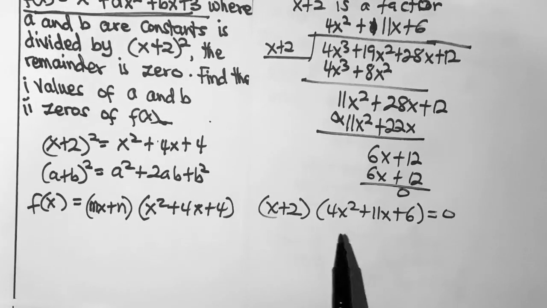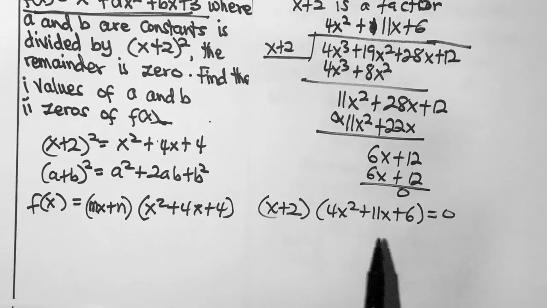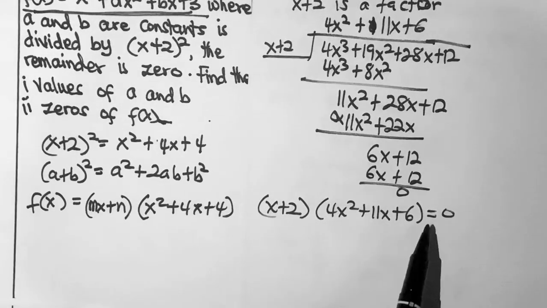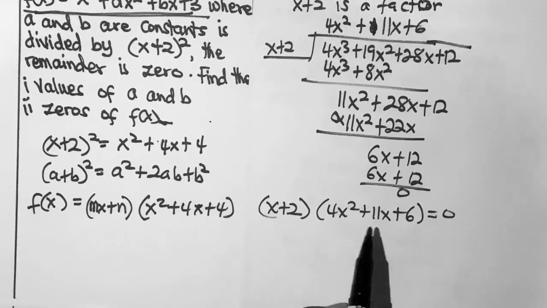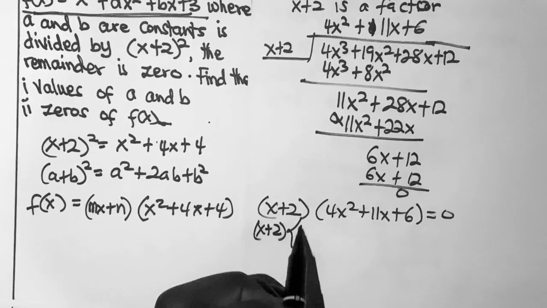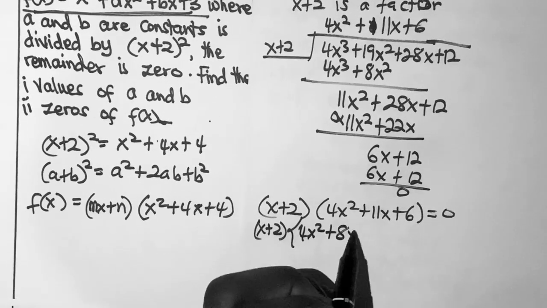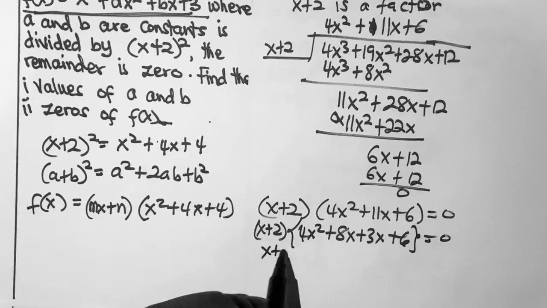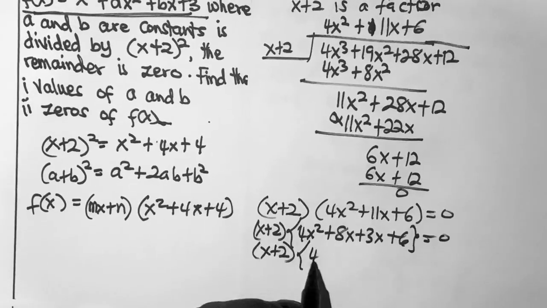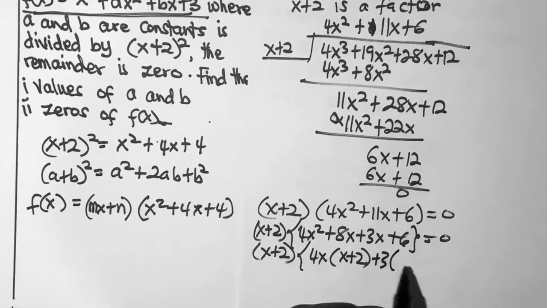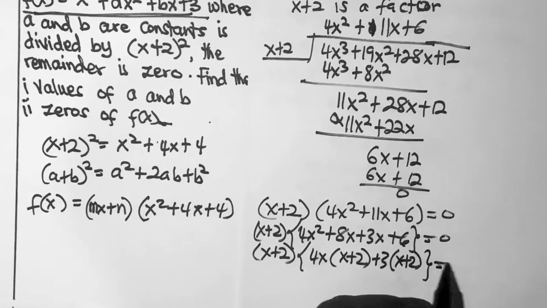So we need two numbers that if you multiply, you get 24, but if you add, you get 11. So you see that 8 times 3 is 24, and 8 plus 3 is 11. So it becomes x plus 2, then times 4x squared plus 8x plus 3x plus 6 equals 0. So we now have x plus 2 in one bracket. Then let's factorize 4x from here. We are left with x plus 2. Then let's factorize 3 from here. We are left with x plus 2 equals 0.